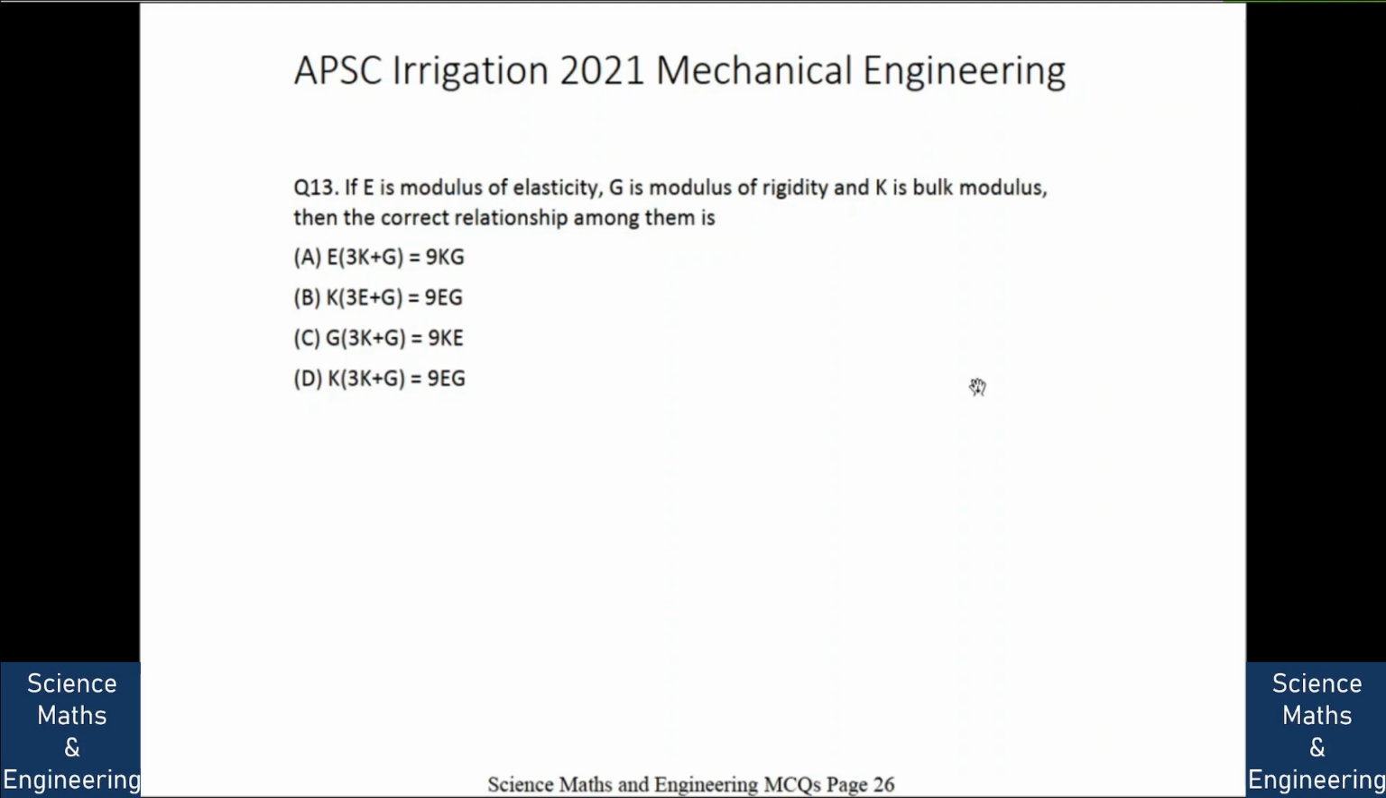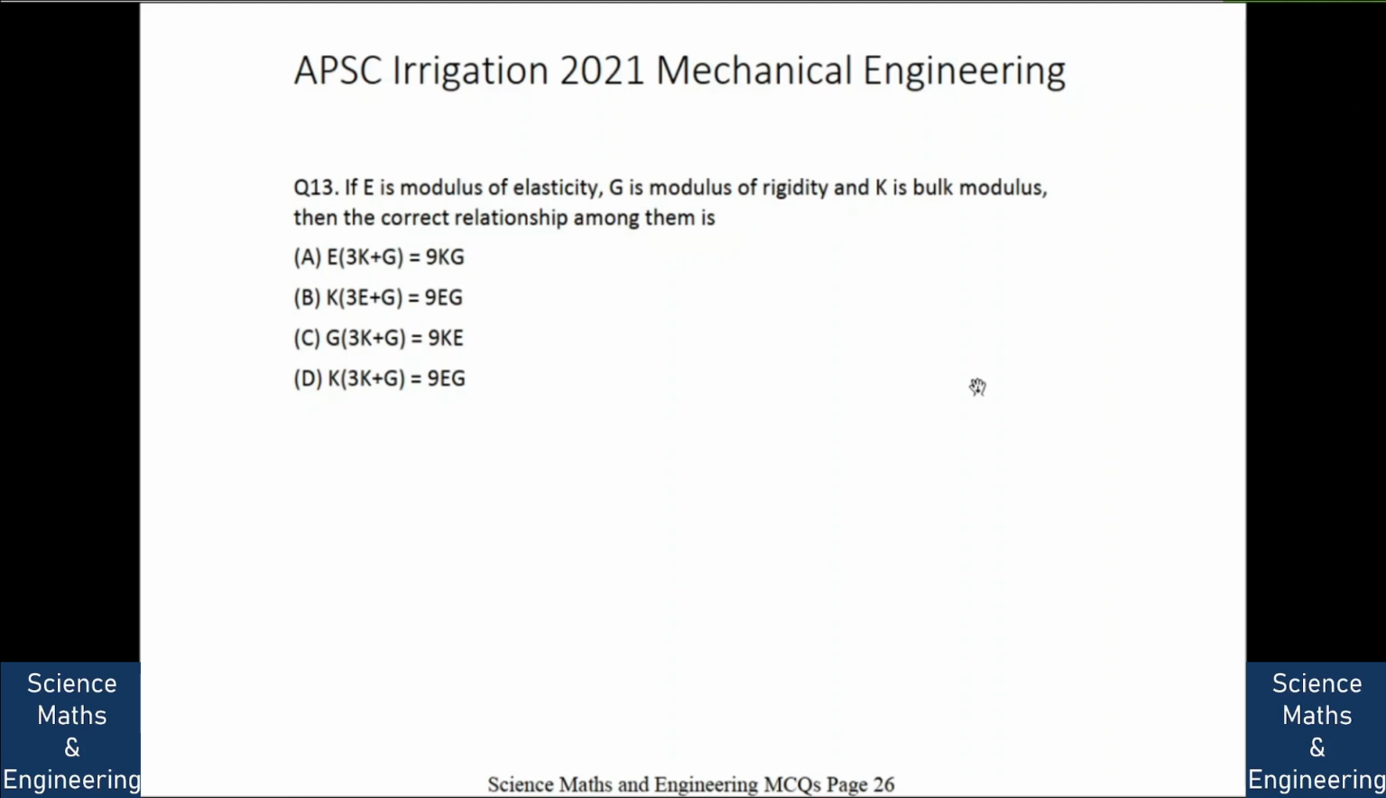A, E into (3K plus G) is equal to 9KG. B, K into (3E plus G) equal to 9EG. C, G into thrice (K plus G) equal to 9KE. Or D, K into thrice (K plus G) equal to 9EG. So you can pause the video and calculate it.